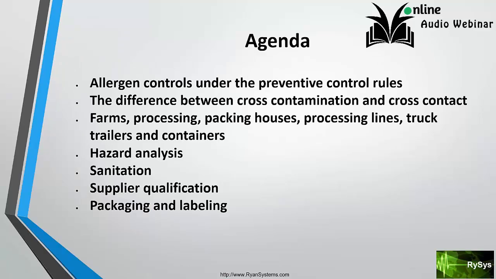Okay, so what are we going to talk about? Allergen controls under the preventive control rules. The difference between cross-contamination and cross-contact. I'm going to talk about the entire supply chain, farms, processing, all the way through trailers and containers and beyond. I'll talk about hazard analysis, sanitation, supplier qualification, packaging, and labeling. All of these are involved somewhere, somehow, in the transmission of bacteria and allergens.